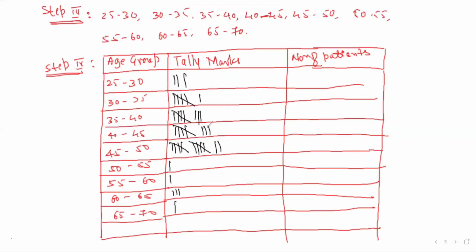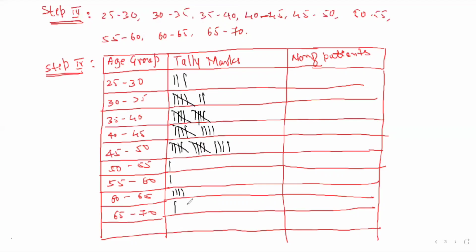Next 43. 50. Next 48. Next is 45. Next 35. Next 36. Next 33. Next 60. Right. So this is the distribution. This is the fourth step.